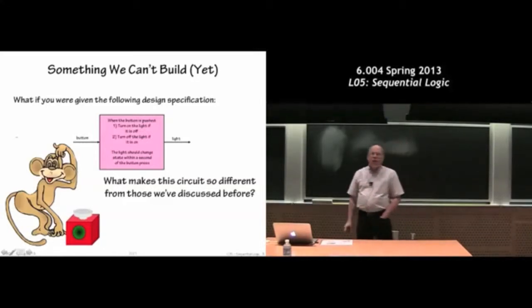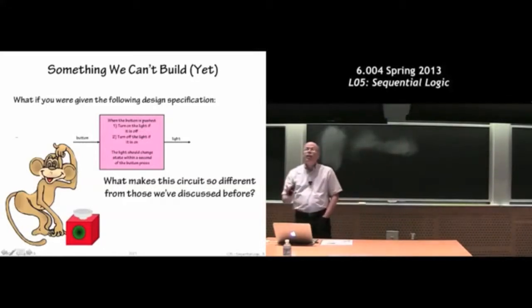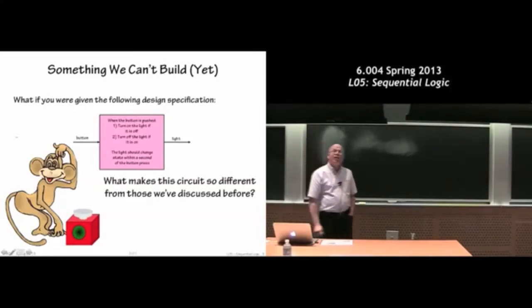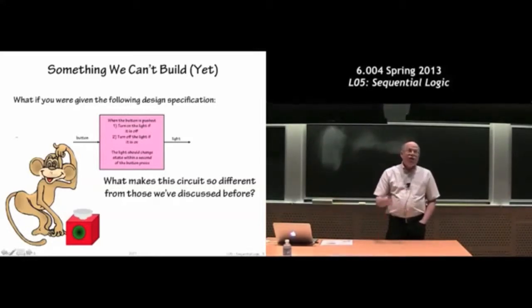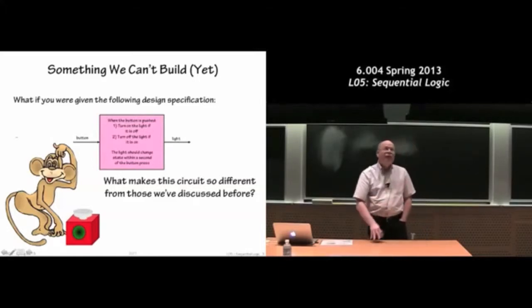The behavior that's shown here, which depends on the history of the button presses, in other words, the light basically changes its state from on to off every time the button is pressed. This notion of history, where the function of the output, in this case the state of the light, is not simply a function of the state of the input, which is the button. It has to do with what's happened in the past.